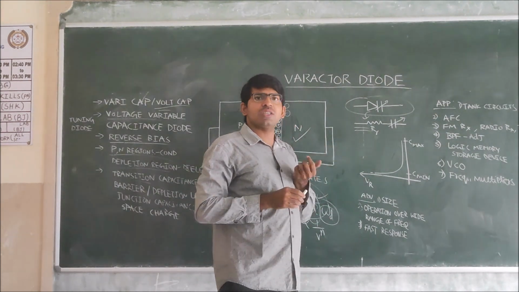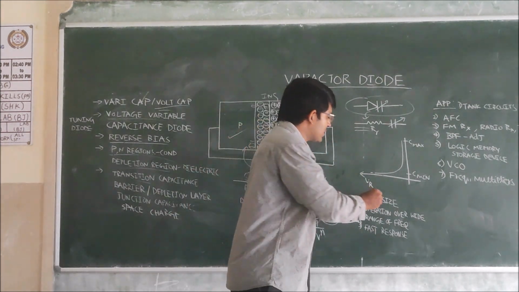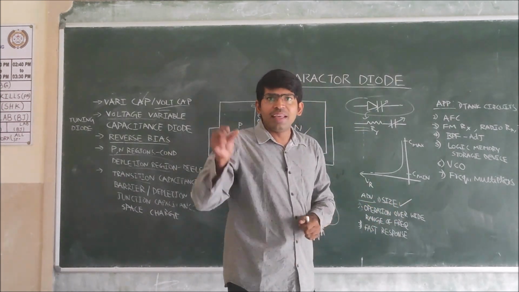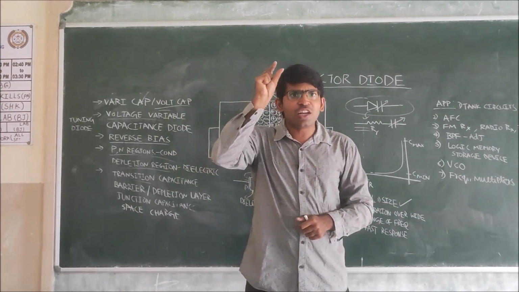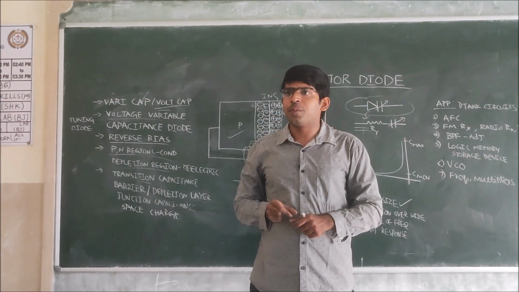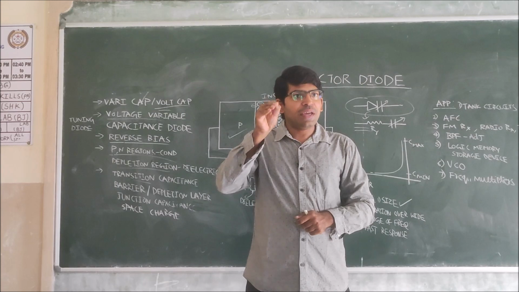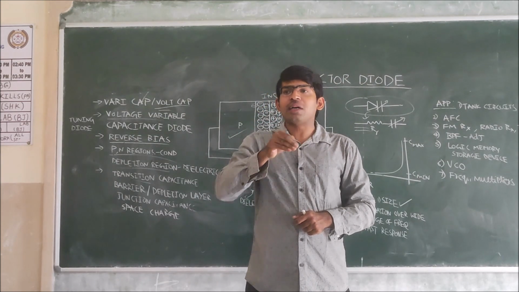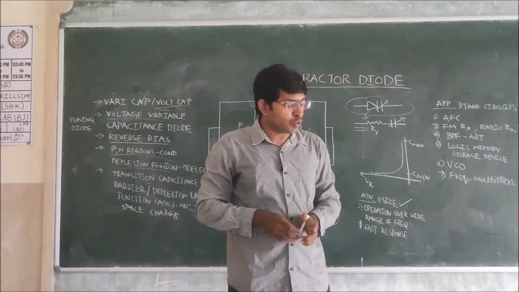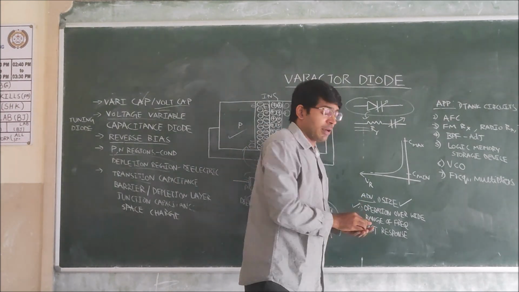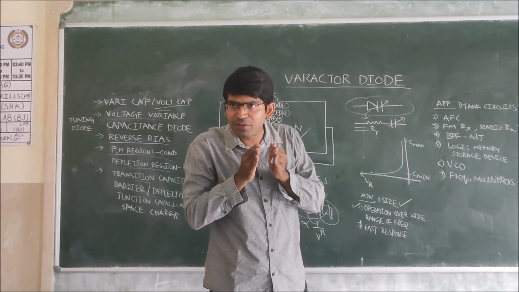What are the advantages of this Varactor diode? We have discussed size. In the place of the conventional tubular capacitor, one tubular capacitor, many PN junction diode capacitors can be used. So it is a very big advantage to us, because now we want very compact devices.